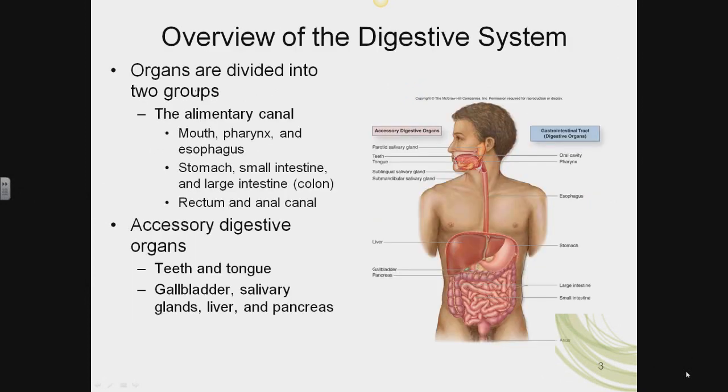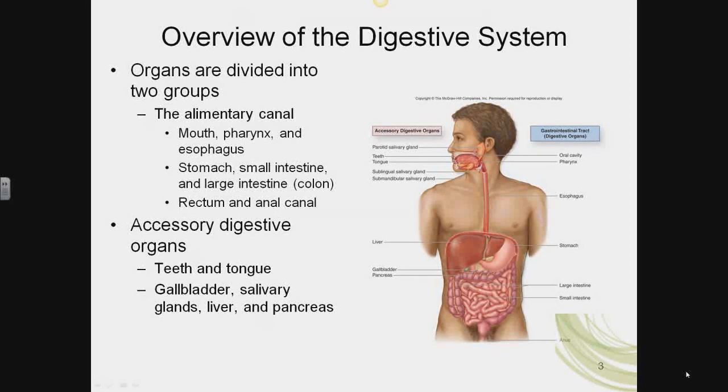The digestive system is composed of two separate categories of organs: digestive organs and accessory digestive organs. The digestive organs collectively make up the GI tract, also called the digestive tract or alimentary canal. The digestive organs are the oral cavity, the pharynx, esophagus, stomach, small intestine, and large intestine. These organs form a continuous tube from the mouth to the anus.